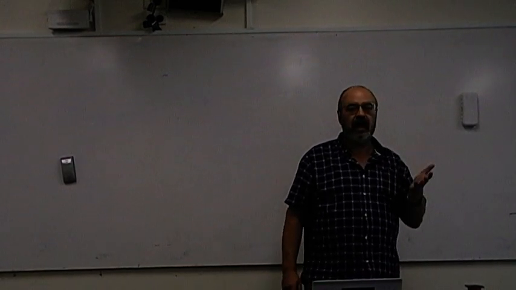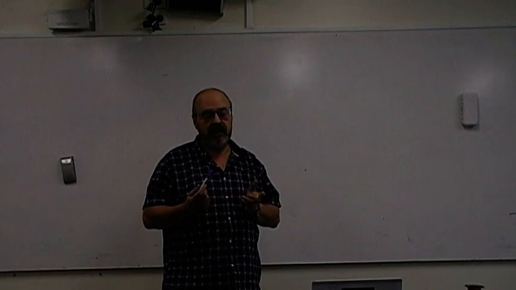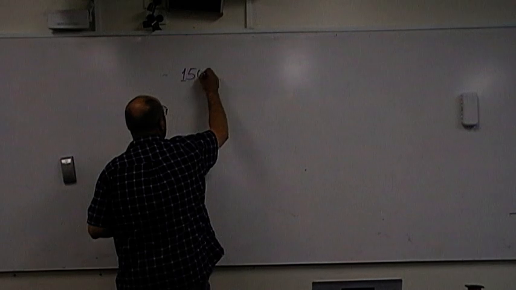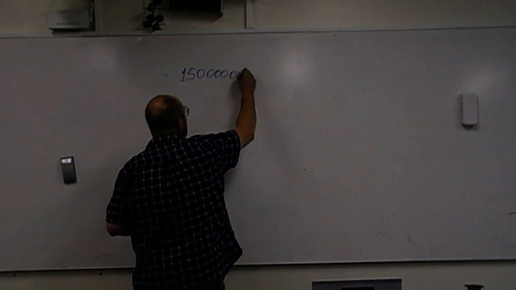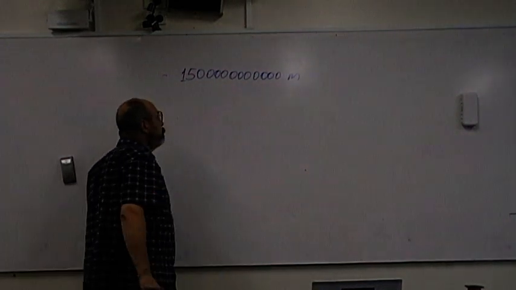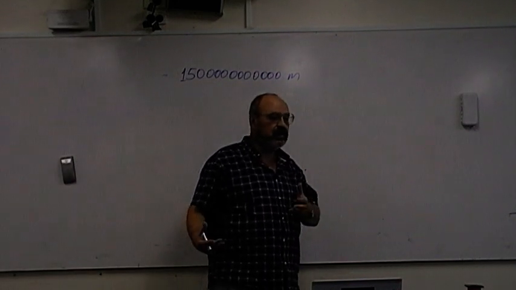Meters, kilometers, centimeters. But for example, even the distance from the Sun to Earth is not the same all the time, because Earth's orbit is not perfectly circular, but it's quite close to it. So the average distance from the Sun to Earth is 150 billion meters. It's not very convenient and easy to operate with numbers like that.